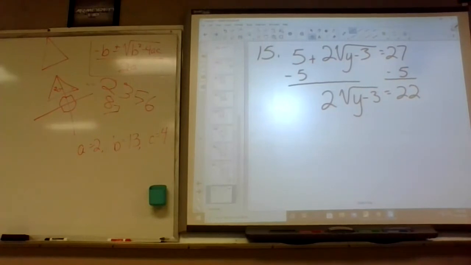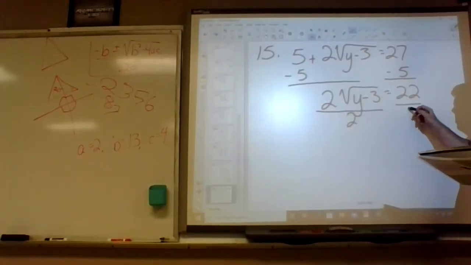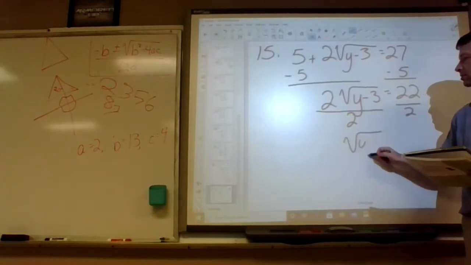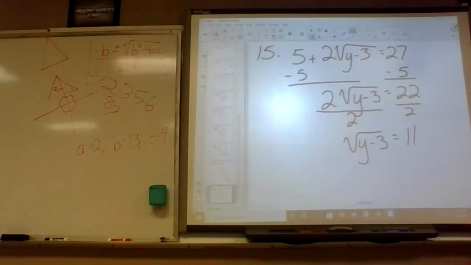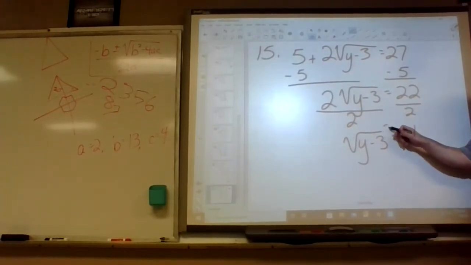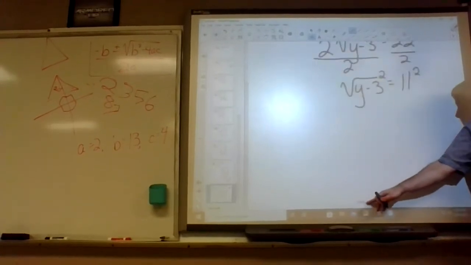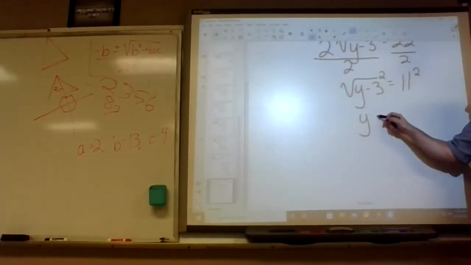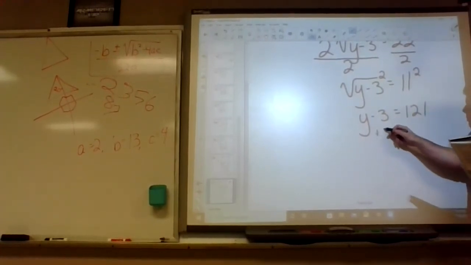Now what? Divide by 2. And then you square it. y minus 3 equals 121. At this point, you should be able to do half the problem by yourself. 121 plus 3 equals 124.